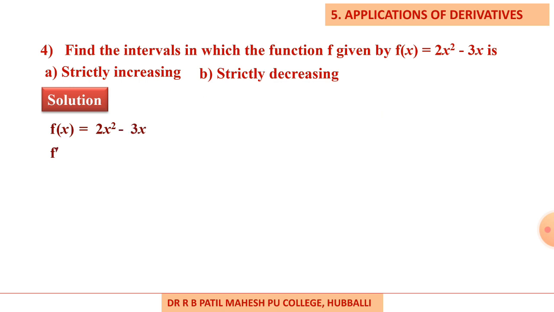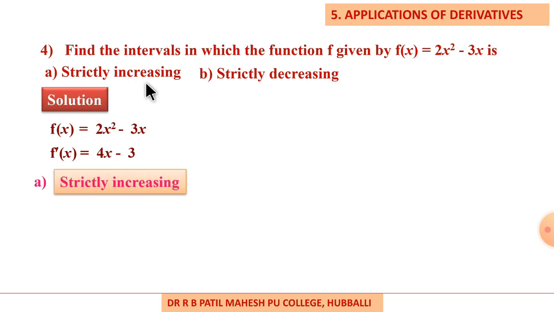Now differentiate this function with respect to x. So we get f dash of x equal to 4 times x minus 3. Derivative of 2 into x square: derivative of x square is 2x, into 2, 4x. Derivative of 3x is 3.